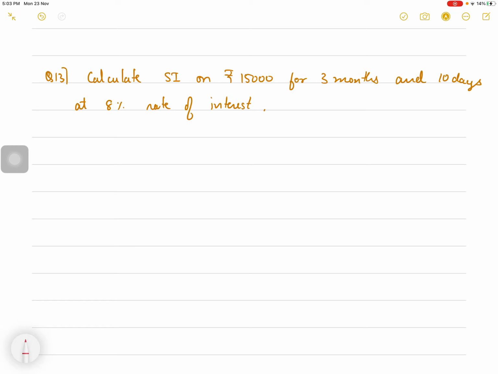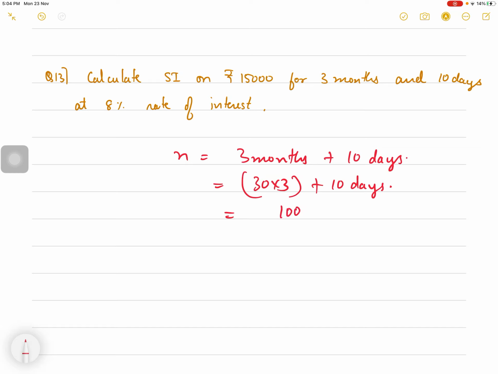Next question. Calculate simple interest on 15,000 for 3 months and 10 days at 8% rate of interest. Okay. So N is equal to 3 months plus 10 days. 3 months is 30 into 3, which is 90 days plus 10 days. So 90 plus 10 is 100 days.